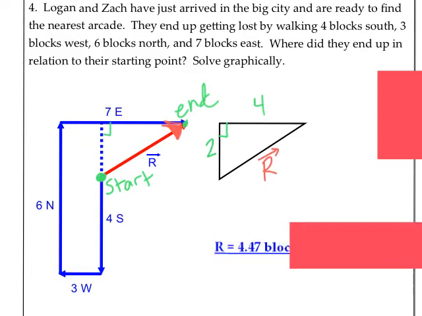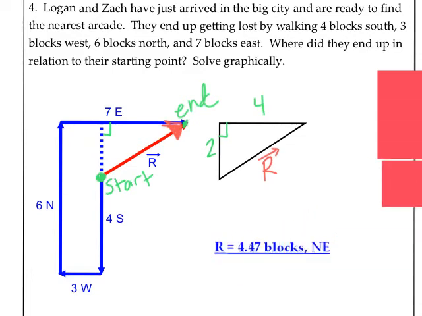Okay. So if you did Pythagorean theorem, you should get 4.47 blocks. And then look, I also included a direction to show that my resultant overall from start to finish pointed northeast. So you need to have a direction in your answer. This is the kind that you'll be doing on your lab.